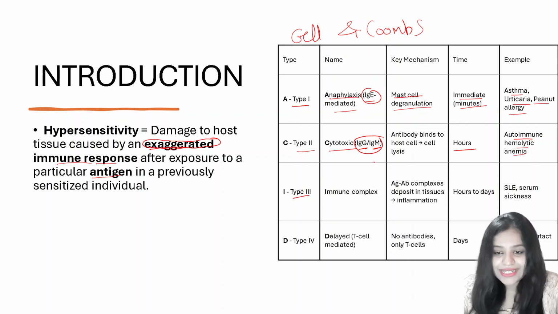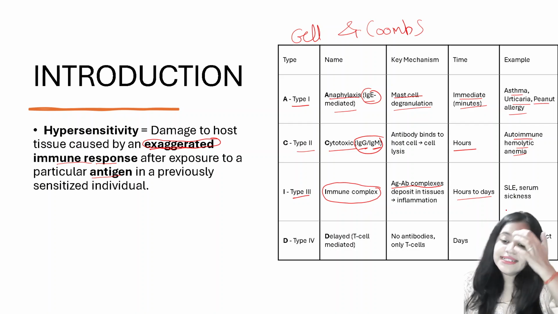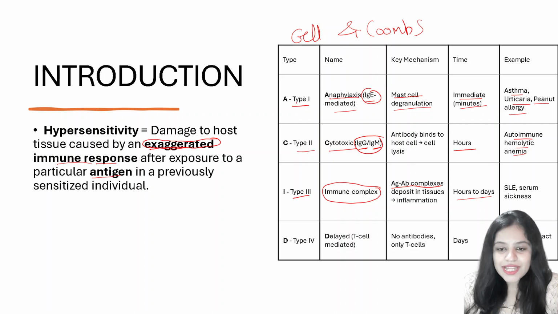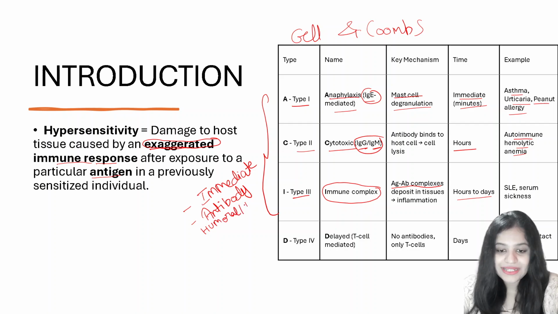Type 3 is due to an antigen-antibody complex, that is immune complex deposition in the tissue, which causes inflammation. It takes hours to days. Examples are SLE and serum sickness. Now you see types 1, 2 and 3 have some things in common. Their action is immediate. Another thing common in all three is that they are all antibody mediated. And which type of immunity is antibody mediated? Humoral immunity, right? B cell.